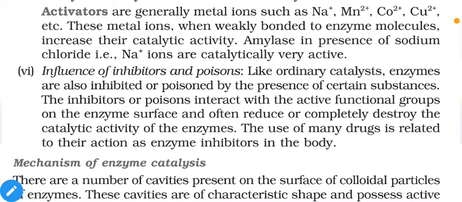And influence of inhibitors and poisons, last point. Like ordinary catalysts, enzymes are also inhibited or poisoned by the presence of certain substances. The inhibitors or poisons interact with the active functional groups on the enzyme surface and often reduce or completely destroy the catalytic activities of the enzyme. The use of many drugs is related to this action as enzyme inhibitors in the body. You will learn about this point in detail in this unit as well as in unit 14, biomolecules.